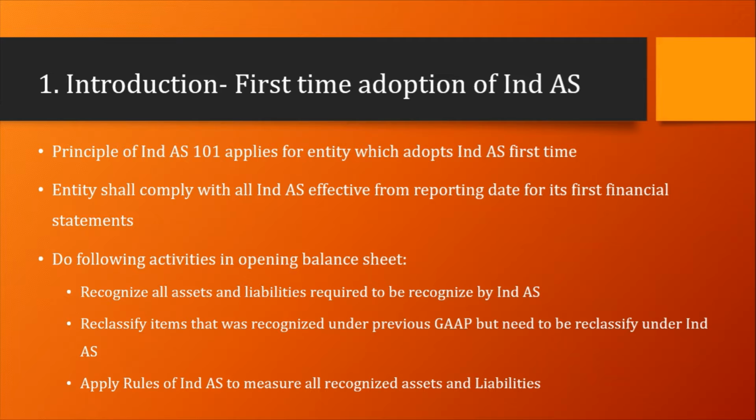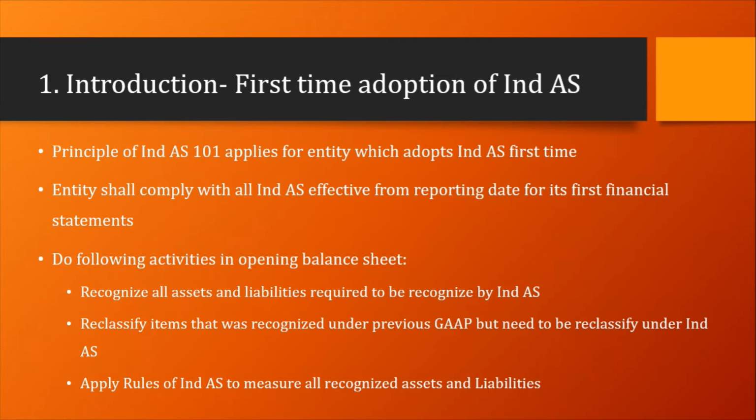There are 3 or 4 criteria. For example, if it is a listed company, they have to have a net worth of more than 500 crore. For an unlisted company, a net worth of 250 crores. There are so many criteria we discussed in the framework of Ind AS or the basics of Ind AS chapter.